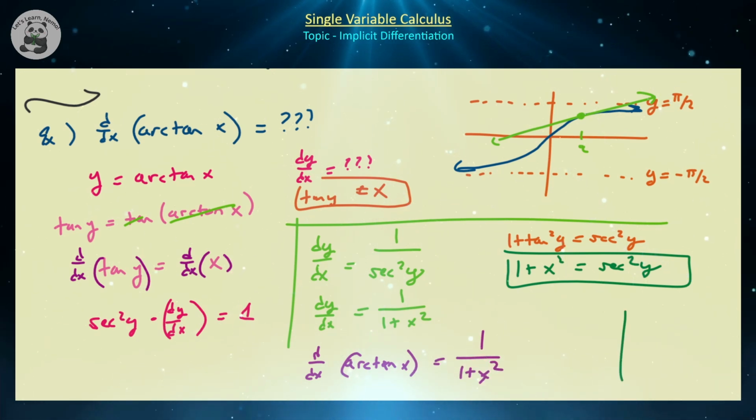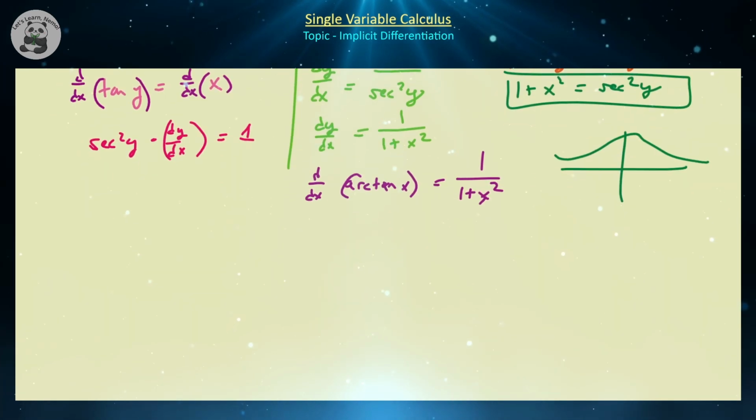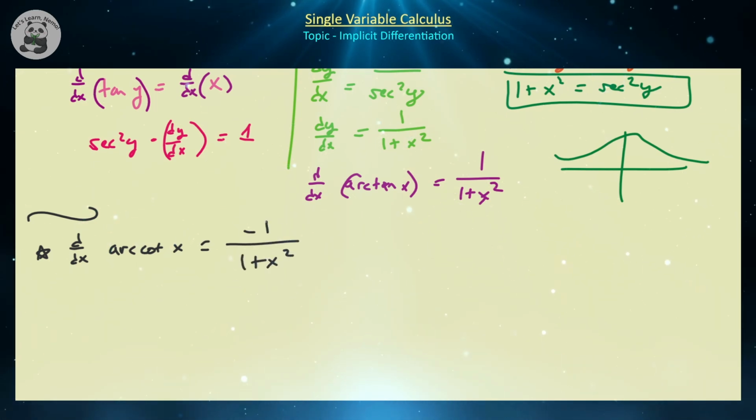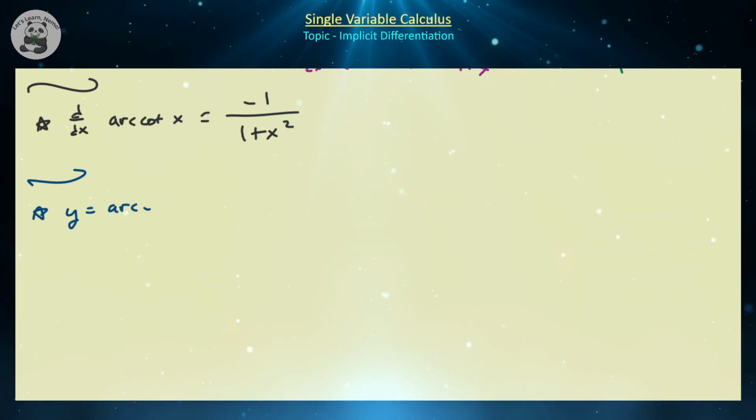And this function actually looks sort of like a bell curve, which is actually pretty interesting. And as a similar exercise, you can show that the derivative of the arccotangent function will just be equal to negative 1 over 1 plus x squared. Right? So those are the derivatives of arcsine, arccosine, arctangent, and arccotangent. So we have two other trigonometric functions to discuss. Let's do secant. So y is equal to the arcsecant of x. What is its derivative?